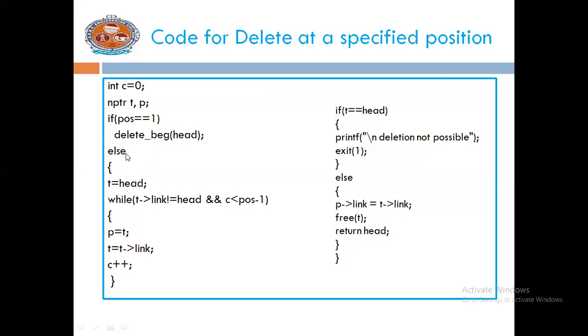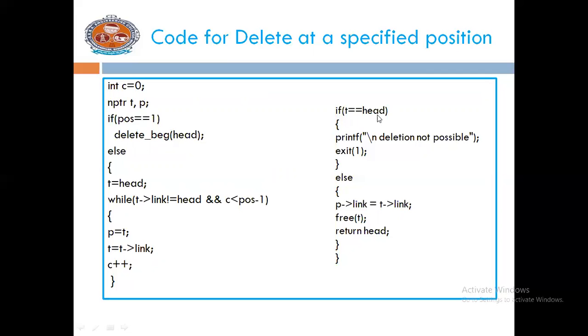Else if position is not equal to 1, we have to move to the required position. We have to get the address of some other node called previous node, which is at position minus 1. Here we are using a while loop to go to a node at position minus 1. At the end of this while loop, P points to the position minus 1 node and T points to the required node, that is the node to be deleted.